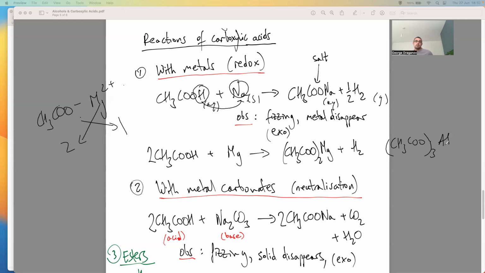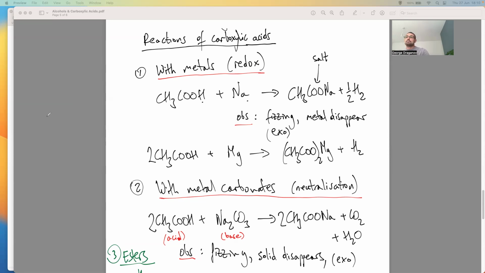You don't need to know the name of the salt. You just need to know the equations. Most commonly, you'll just have a group 1 metal, so you just swap. For example, if you had K here, potassium, then you just put a K here. Okay, so those are redox reactions.